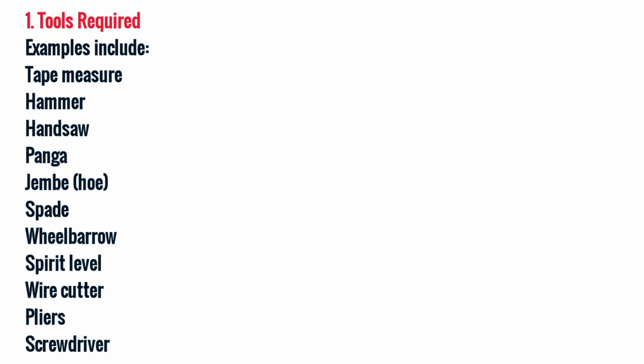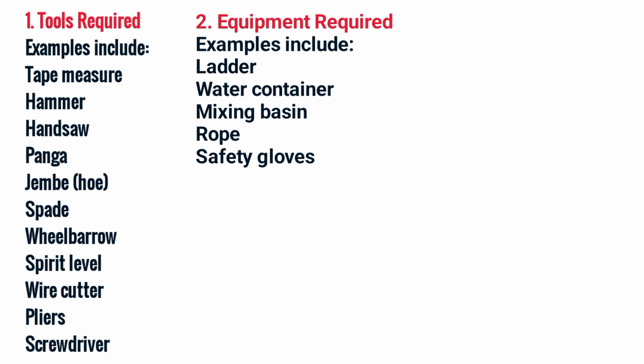Now, we have the equipment. Remember, the equipment are those that we are going to put inside the fold after we have constructed it, so that they can help the poultry during their daily life there. One of the equipment, we have ladder, water container, mixing basins, a rope, and safety gloves. Remember, safety gloves and rope are for the farmer to use when handling the poultry.